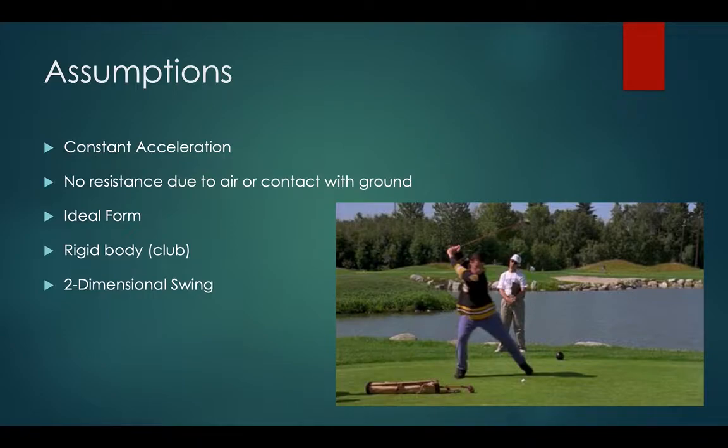We then assumed that air resistance was negligible and therefore zero, and that there was no resistance due to the contact of the ground. We also had to assume that the club was a rigid body and did not bend while being swung. Lastly, we assumed the motion of the swing to be two-dimensional due to the lack of ability to measure three-dimensional motion.